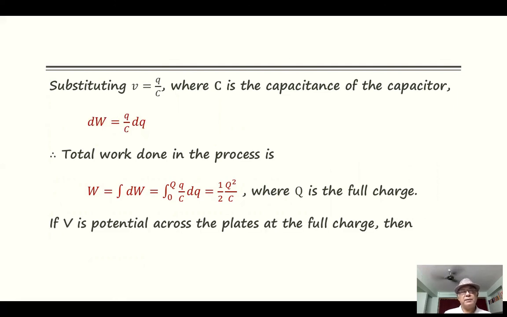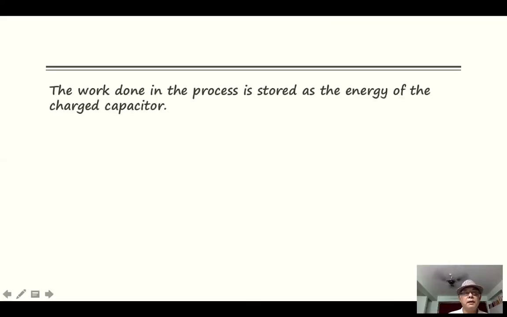If capital V is the potential across the plates at a full charge, then W equal to half capital C square capital V square divided by capital C, equal to half capital C V square. The work done in the process is stored as the energy of the charged capacitor.